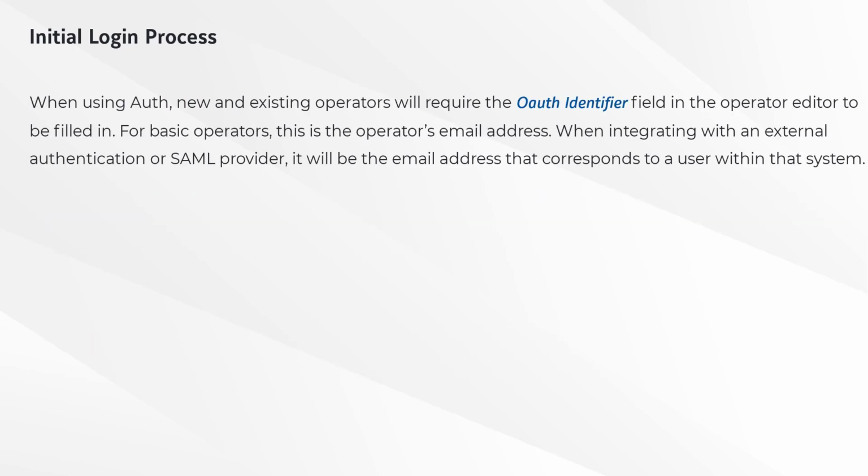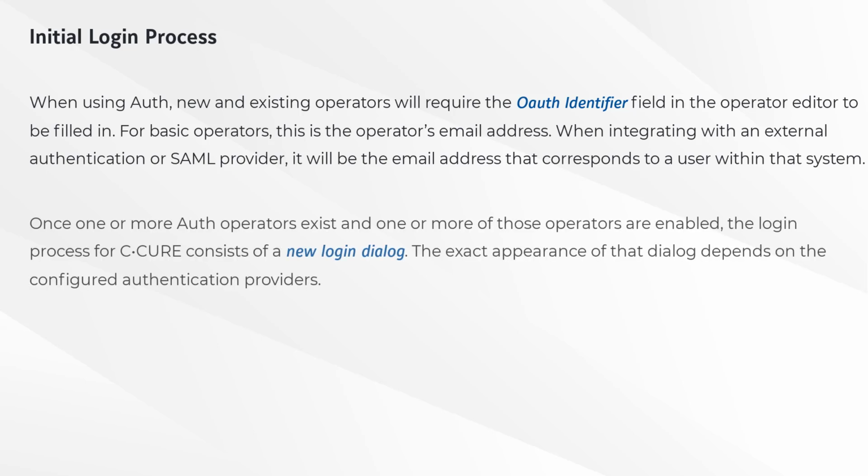When using Auth, new and existing operators will require the OAuth identifier field in the operator editor to be filled in. For basic operators, this is the operator's email address. When integrating with external authentication or SAML providers, it will be the email address that corresponds to a user within that system.